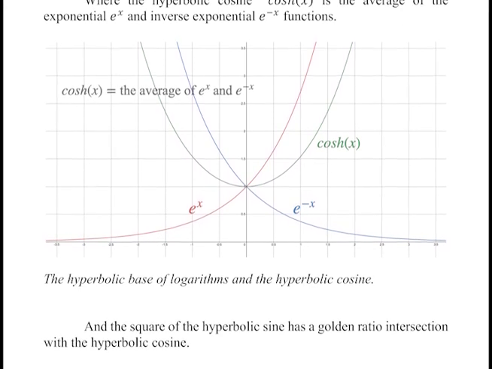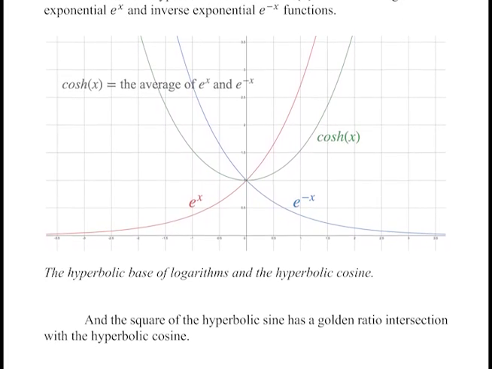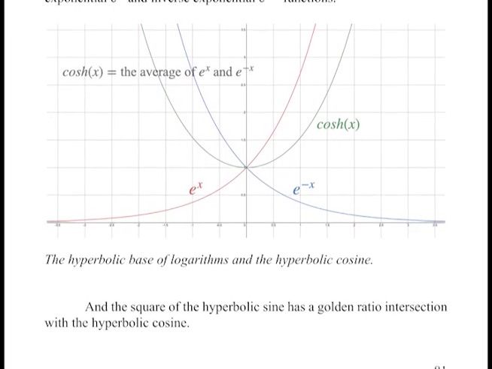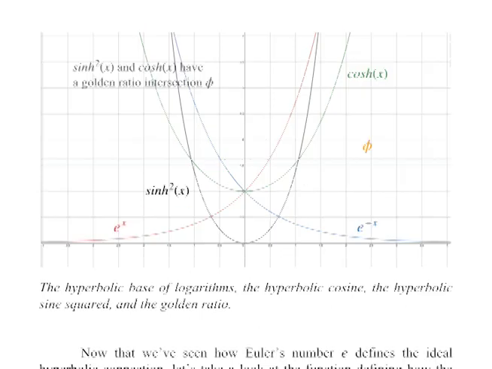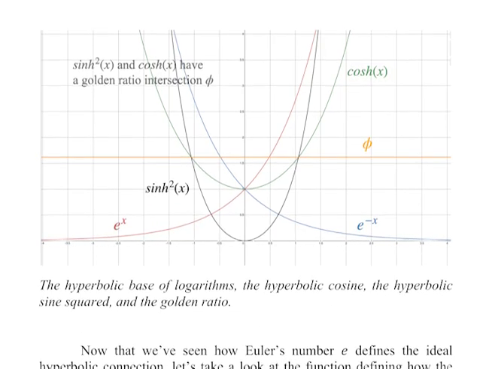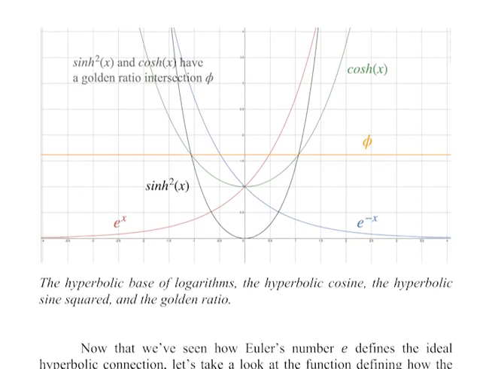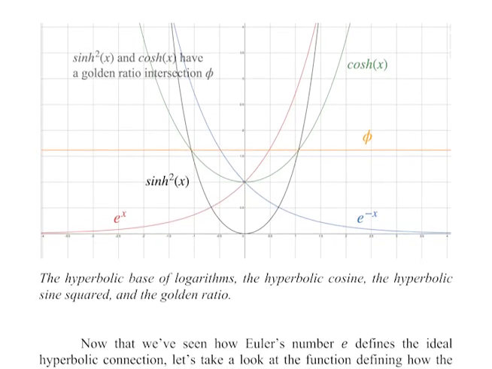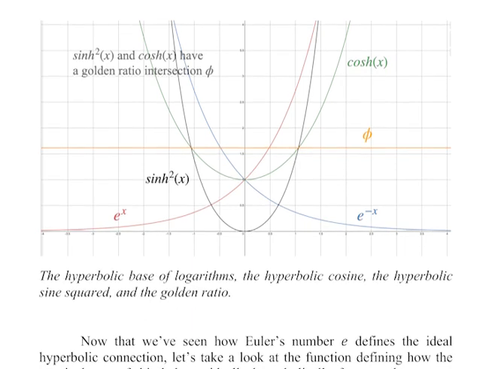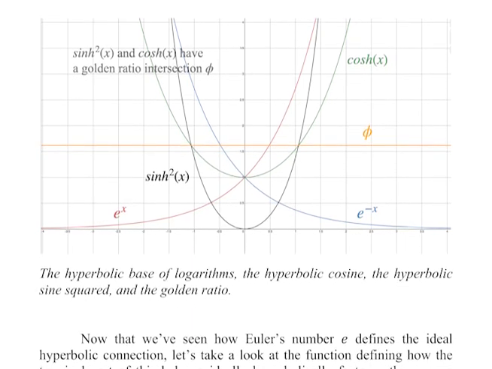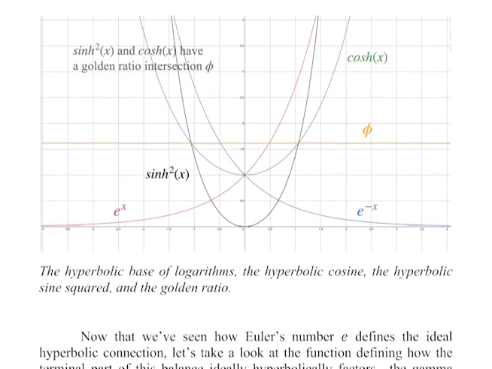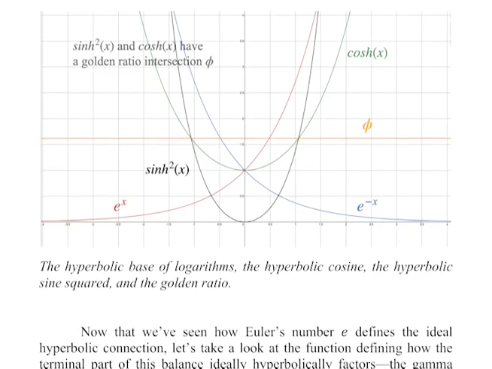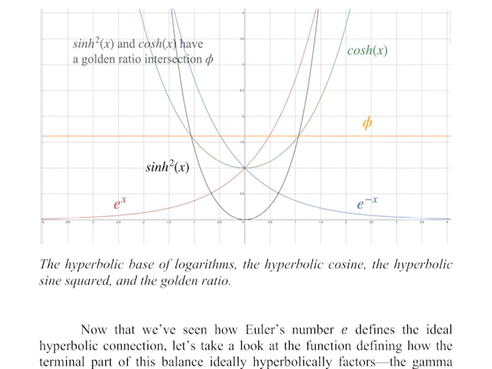Another beautiful thing to remember about hyperbolic geometry is that the square of the hyperbolic sine has a golden ratio intersection with the hyperbolic cosine. Same exponential red function and inverse exponential blue function, and the same hyperbolic cosine in green on this graph. Now we added in black the hyperbolic sine squared. The hyperbolic sine squared and the hyperbolic cosine have an intersection. The y value at that intersection is the golden ratio.